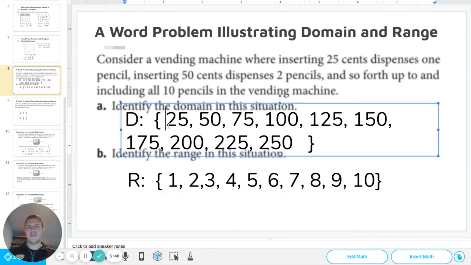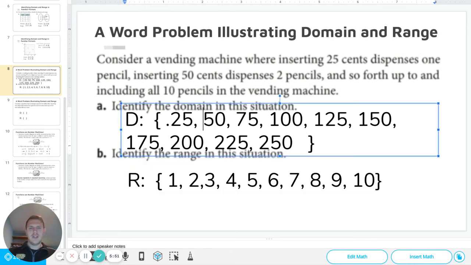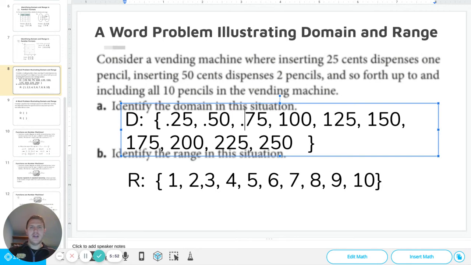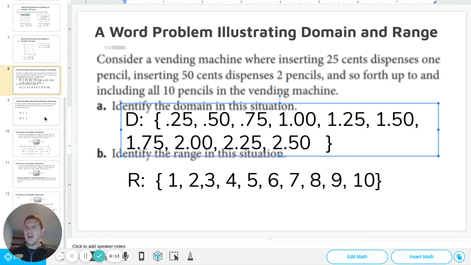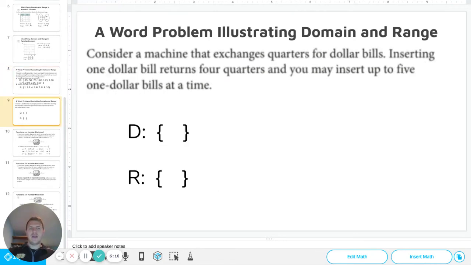I could put, if I wanted to, decimal points in front of each one of these to show like dollars. But in this case, oops, it wouldn't be 0.10, it would be 1.0. So if you wanted to express the domain in terms of dollars, you could, or if you wanted to express it in cents, that works as well, whichever way you're more comfortable with. But the idea is that we put a certain amount of money in, we get a certain amount of pencils back. Okay. Looking at another word problem with domain and range here.